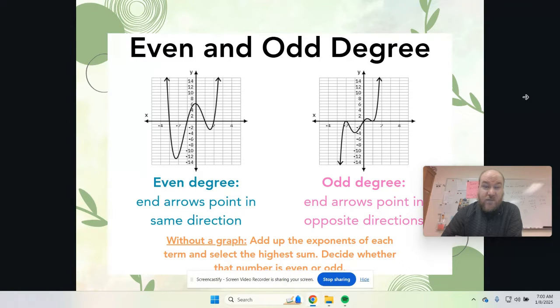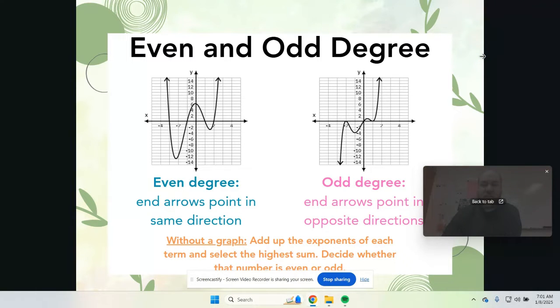Now, if they do not give you a graph, all you have to do is look in the problem and find the highest exponent. If it's an even number, then it's even. And if it's an odd number, then it's odd. Now, if a term has multiple exponents, like 2x squared y squared, remember to find the degree of a term, you add up all the exponents, right? So if they just give you the equation, look for the highest exponent. And if terms have multiple exponents, you've got to add them up before you tell me what the exponent is. So that's even and odd degree.